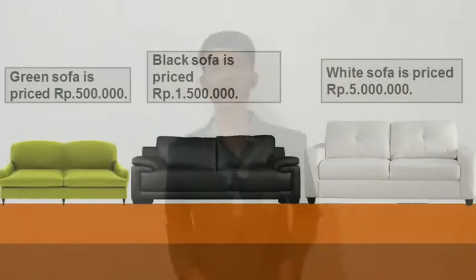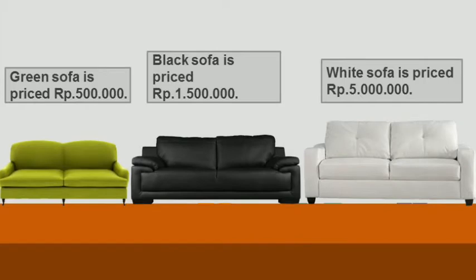Okay, next to the new situation of examples. Yes, we can check this picture. There are three sofas in here. The green sofa is priced 500,000 rupiah. And then the black sofa is priced 1,500,000 rupiah. Okay, the last, the white sofa is priced 5 million rupiah. Let's check it out to the next.